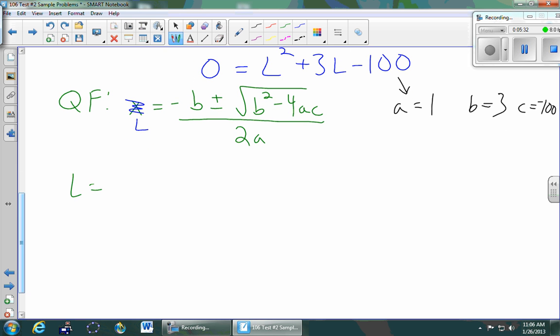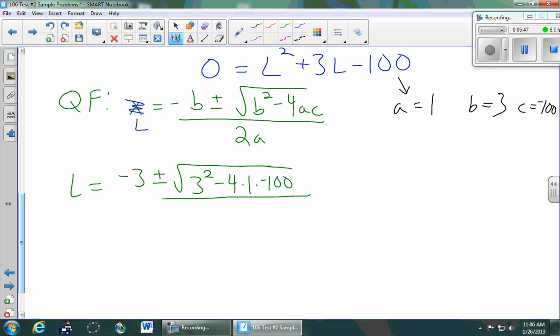So here's our quadratic formula. L equals negative b, negative 3, plus or minus the square root of b squared, 3 squared, minus 4 times a times c, 4 times 1 times negative 100, all divided by 2 times a, 2 times 1. So go ahead and pause the video here, see if you can clean this thing up. Before you touch the calculator, you're going to want to clean up what's inside the square root symbol, and then come back when you think you've got it.